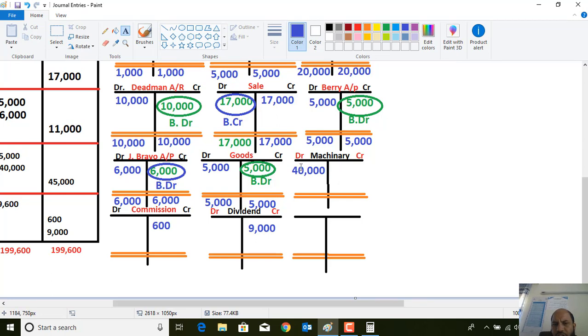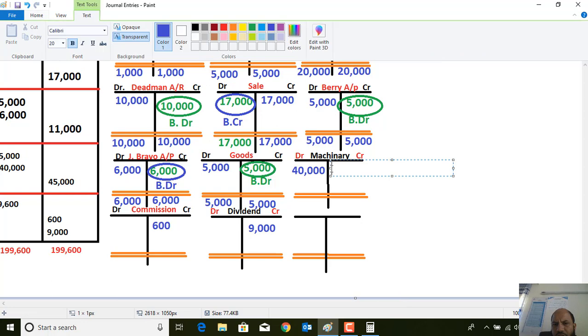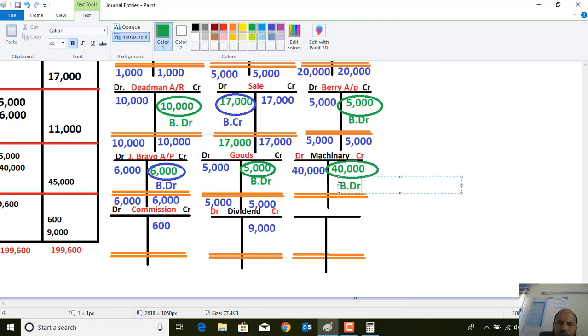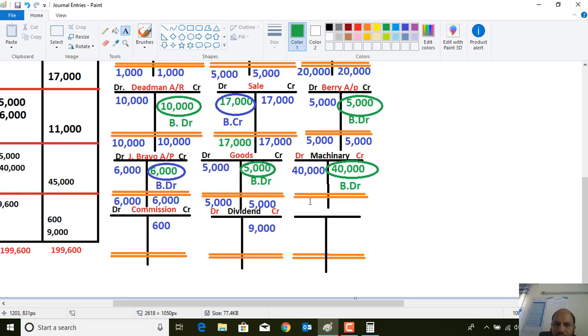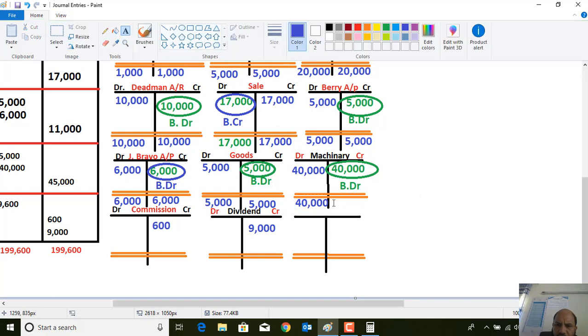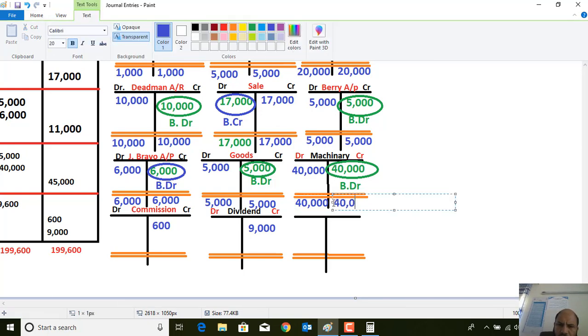Okay, the machinery ledger has 40000 at debit record but zero at credit record. So we should add 40000 over here too to make both the sides equal. We will put this 40000 that we have added into a circle, and we will write down over here that it is our balance of debit record. Now we will add both the sides, debit record and credit record, and we will find the total sum. The total sum of this machinery ledger is equal to 40000 debit record and also 40000 credit record.